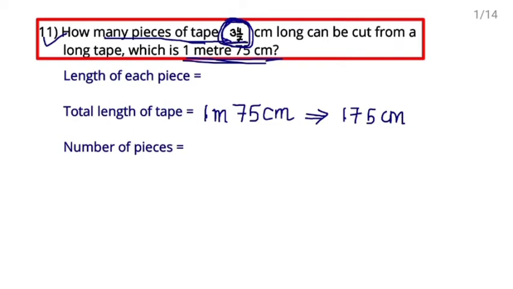That means इस लेंथ के कितने पीसेस कट किए जा सकते हैं. They are asking for the number of pieces and the length of each piece. हर एक पीस की लेंथ क्या है?